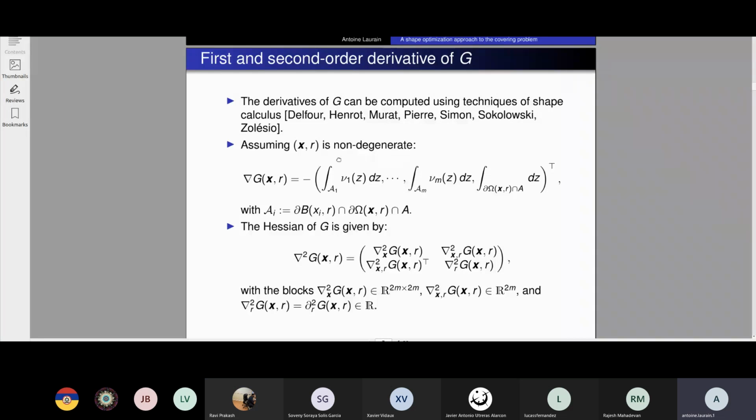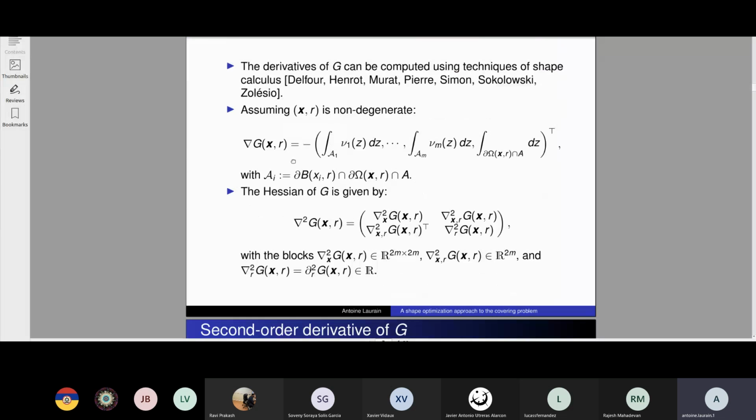So it's basically for the first terms of the gradient of G, they are the derivatives with respect to the centers. When you make perturbations of the center, for instance, perturbation of the center of the first ball, then you get an integral over A1 of nu 1. And all the other ones, they are the same integral over the A_i. So remember that this A_i is a union of arcs, okay? And the last one is the derivative with respect to the radius. So this time it is an integral on the entire boundary of omega inside the domain A, okay? Later, I will explain a bit more how to get these formulas.